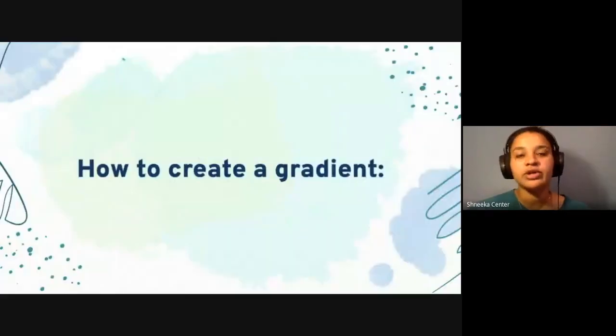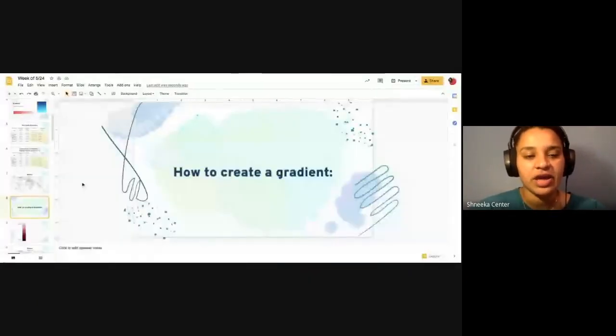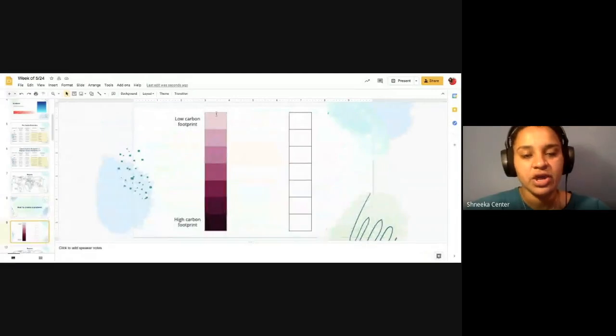So now we're going to create our gradient. So what you're going to do is create something that looks similar to this. So this is just a gradient of different colors. It's not as smooth, but that's really okay. So quickly, I'll show you how to do this.